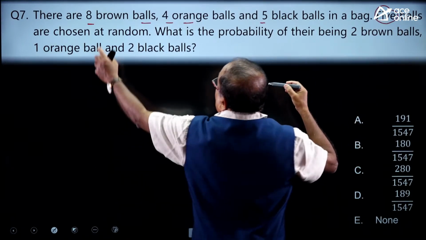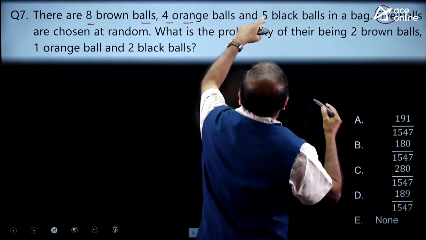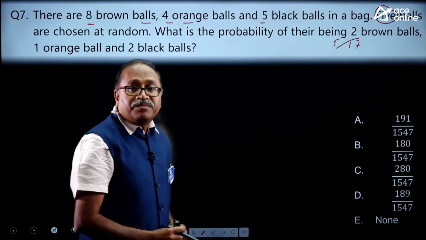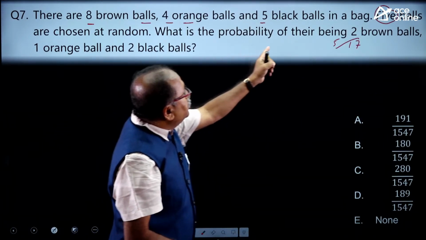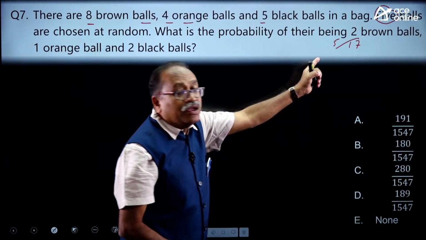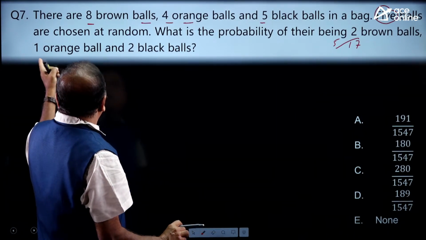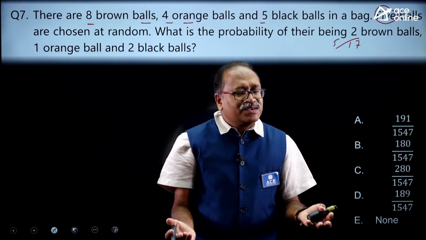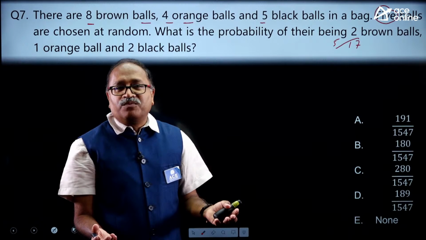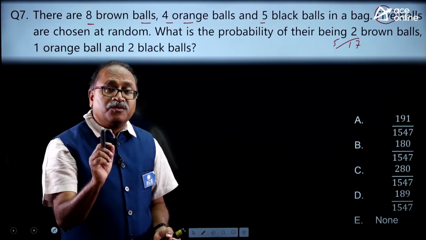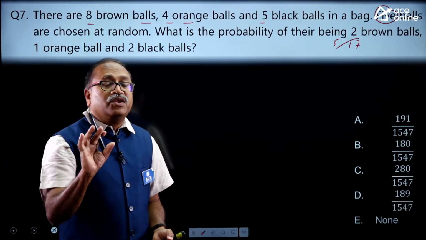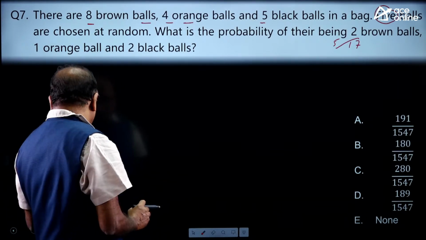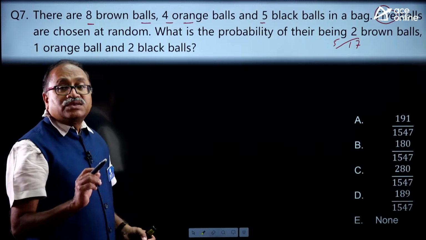Total how many balls are there? That's 8 plus 4 is 12, and 12 plus 5 is 17. Out of 17 balls, 5 balls are picked up. What is the probability of there being 2 brown, 1 orange, and 2 black balls? Straightforward question of probability. You get one question of probability. If you don't get that in the prelim, definitely you get it in the main examination, my dear friends. So I will just give a clue over here, and you can start working.